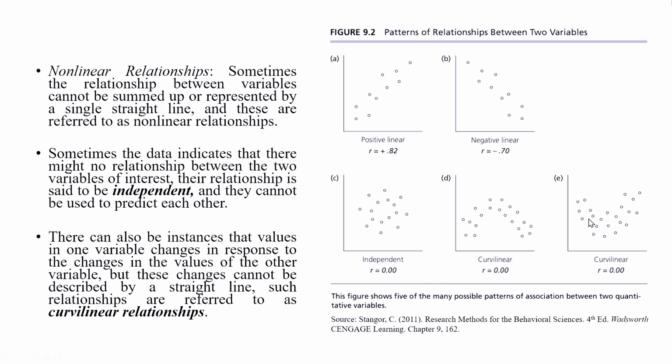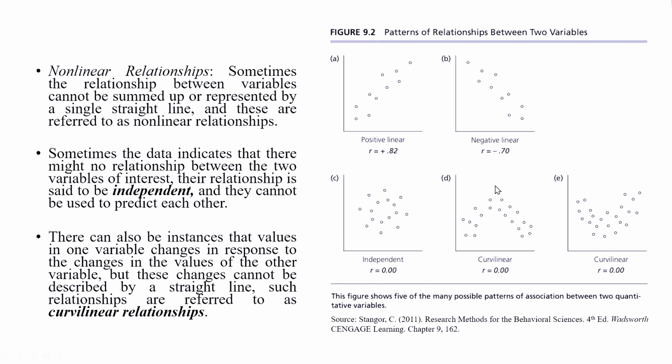What is happening is that values in one variable are changing in response to changes in the values of the other variable, but these changes are not best described by a straight line. So there is some relationship. It's not that these variables are not related to each other. There is some relationship, but it cannot be best understood by a straight line. So these are called curvilinear relationships. On the other hand, sometimes there could be no relation whatsoever between the values of the two variables. So you can see here there is no relationship between the variables.